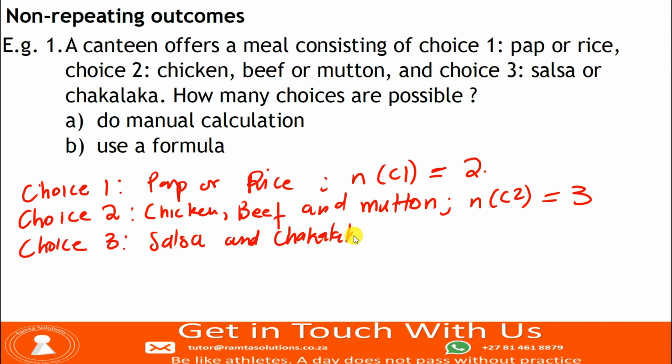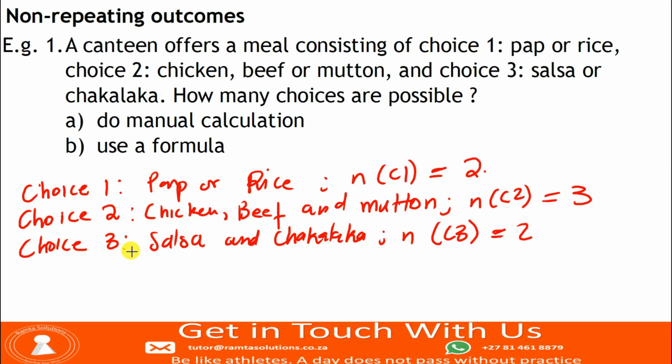Right, includes salsa and chakalaka. So that means the number of outcomes for choice 3 is 2. Okay. Now, your question is saying, how many choices are possible? Remember, when you get to your canteen, you can say you want pap, chicken, and salsa, or you want chicken and chakalaka, or pap, beef and chakalaka, or whatever. You want to know what possible choices or arrangements there are.